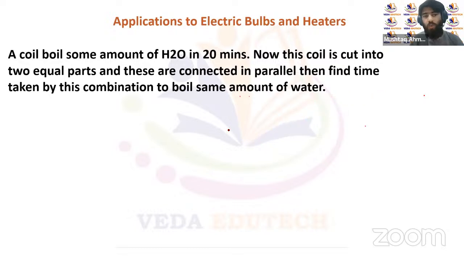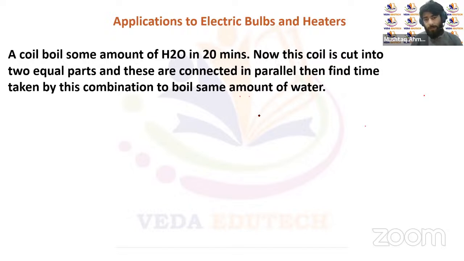The question is: a coil boils some amount of water in 20 minutes. Now this coil is cut into two equal parts and these are connected in parallel. Then find the time taken by this combination to boil the same amount of water.